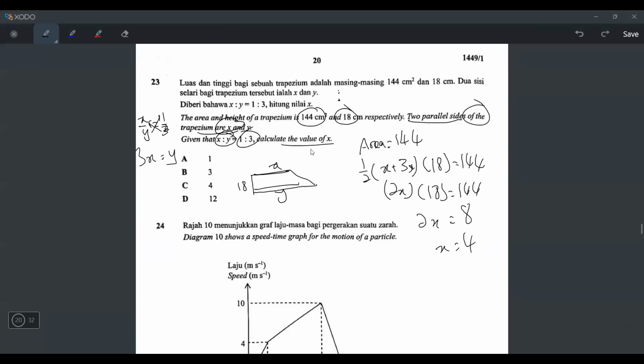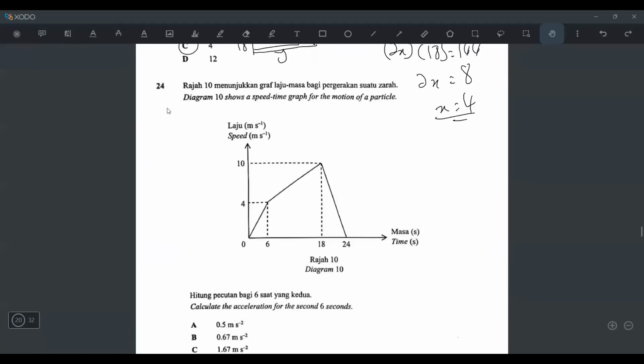But is this the final answer? Let's see. Calculate value of x. So yeah, the x is 4. All right. So the answer is C. For 23, the answer is C. Okay, let's continue with 24.